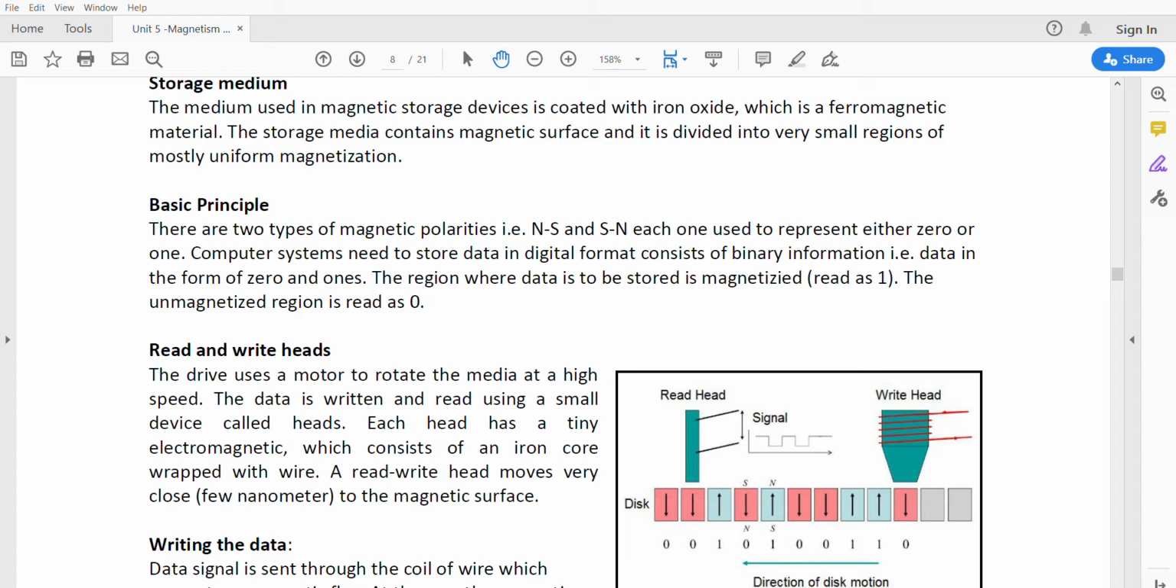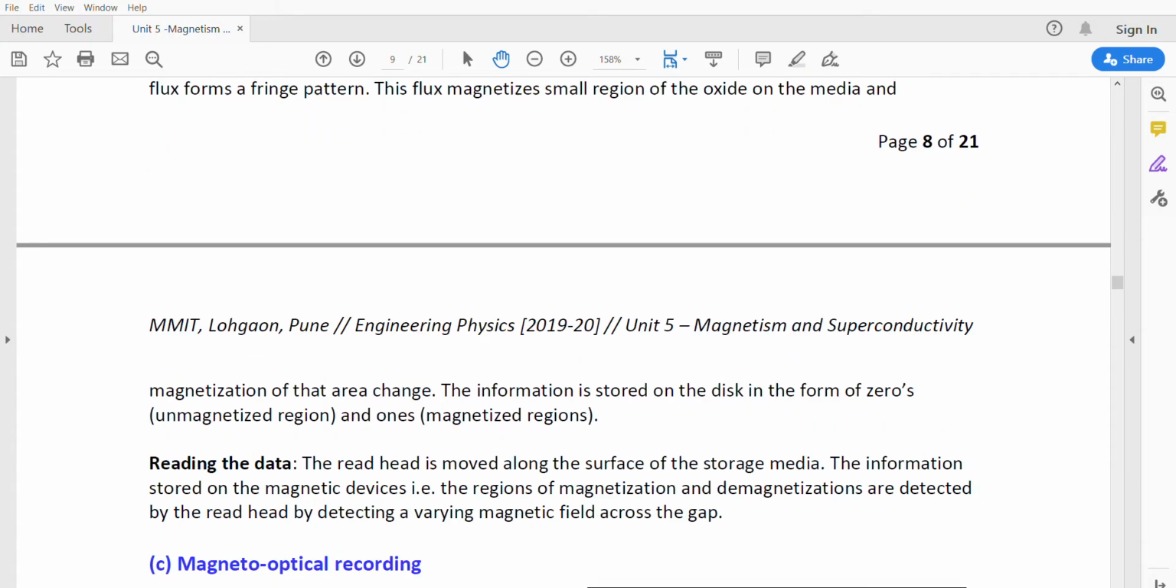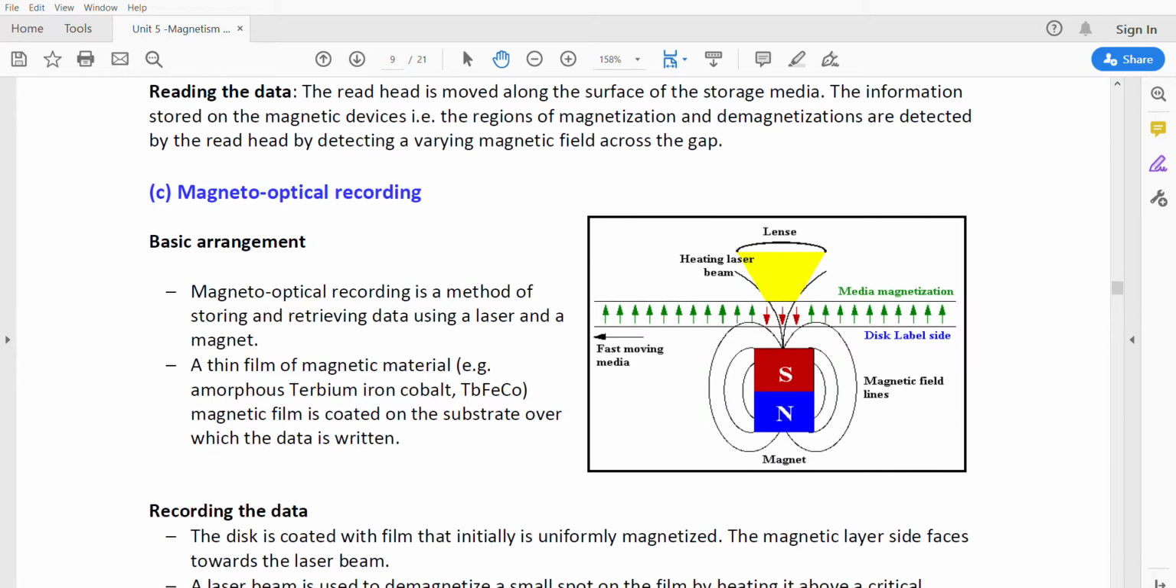After that the read head moves on the disk and it captures the signals coming from the disk, and it reads the data, and that is stored as shown in the figure. So this is about the read head.